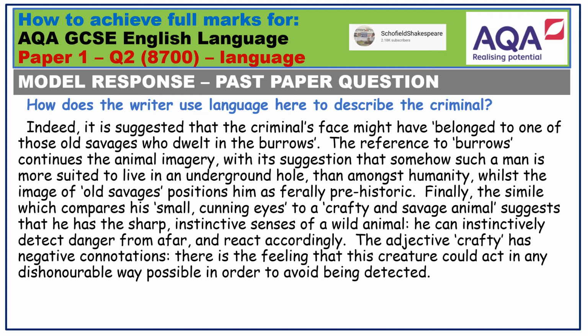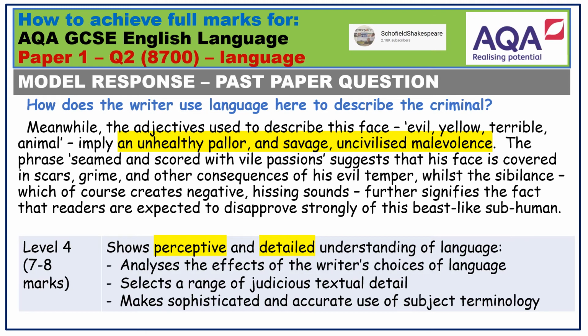How does this response meet the top band of the mark scheme? Well, the analysis is perceptive and detailed, albeit within a remarkably succinct phrase. Although in general I would be wary of grouping adjectives together, I do decide to do that here with the 4 negative adjectives. I interpret the yellow as signifying unhealthy pallor, whilst evil, terrible, animal are analysed as suggesting savage, uncivilised malevolence. This exam is time pressured, and so it's key not to waste words.